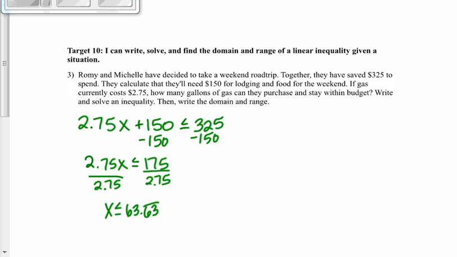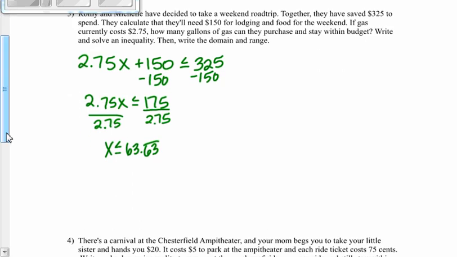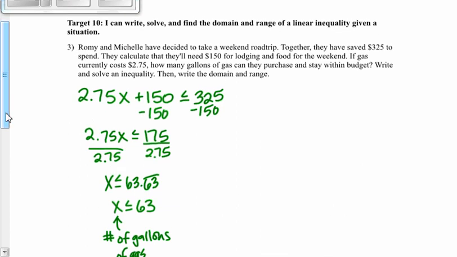Okay, so just like we did on our notes, we're always going to round that down. So instead of saying, even though it's 63.6, we're always going to round down. So I'm going to say it has to be less than or equal to 63. And again, remember when we talk about x, we're talking about the number of gallons of gas. So we're going to use this information to write our domain and range.